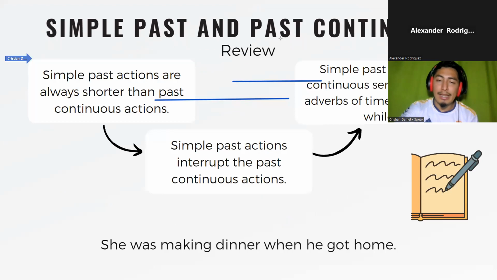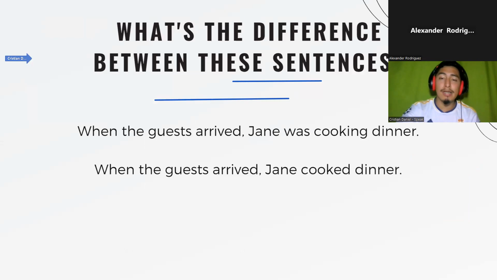Okay, she was making dinner when he got home. Which, in your opinion, which of these events is more important? Making dinner or he got home? He got home. Okay, maybe in this case both actions are important, but the most important thing is he got home, because, of course, they are going to eat together, or they were going to eat together because it's a past tense. That's why in this opportunity we can also identify which is the most important part of the sentence, right?